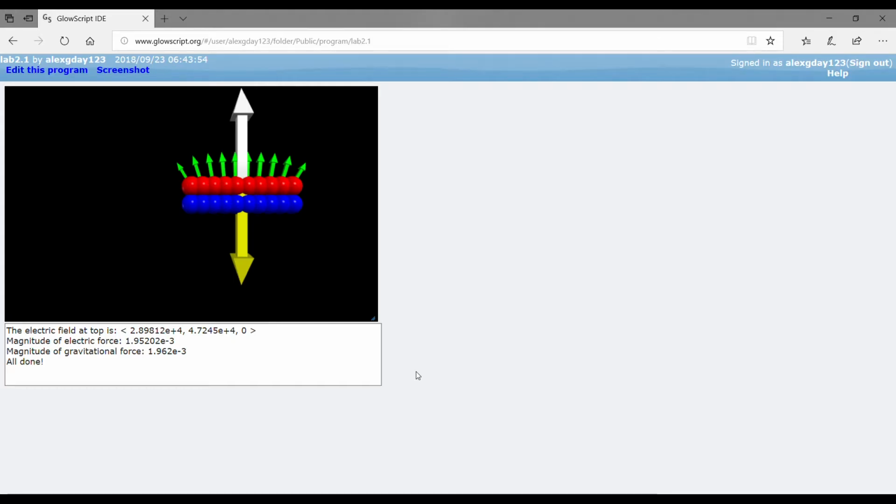Now this right here is actually the model that I was talking about. This is my GlowScript model. And right here we see the red balls and the blue balls. The red balls are the top tape and the blue balls are the bottom tape, divided into 10 pieces. The green arrows are the electric field at the top tape. The white arrow is the force of electricity on the top tape, and the yellow arrow is the force of gravity on the top tape.